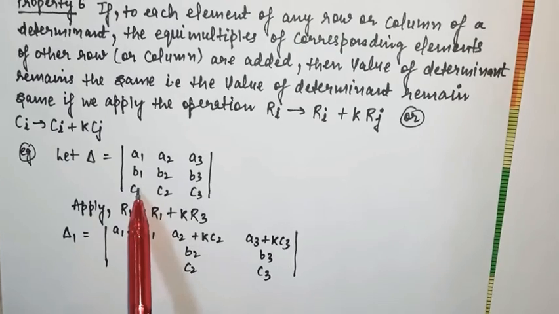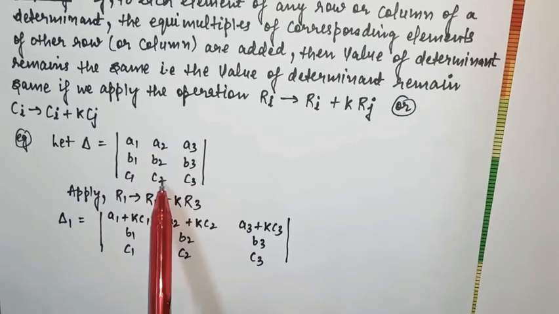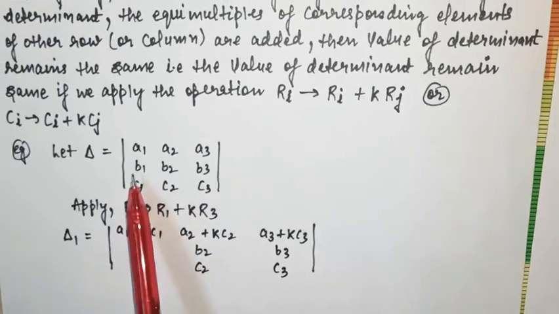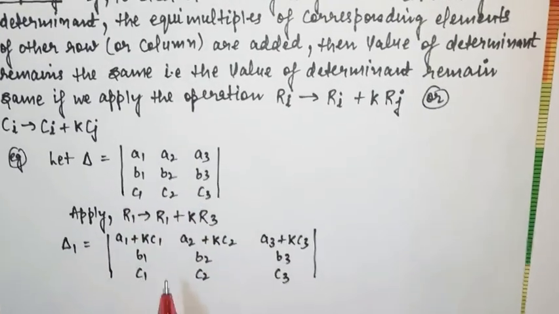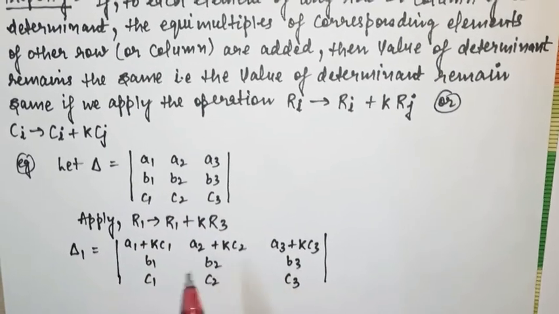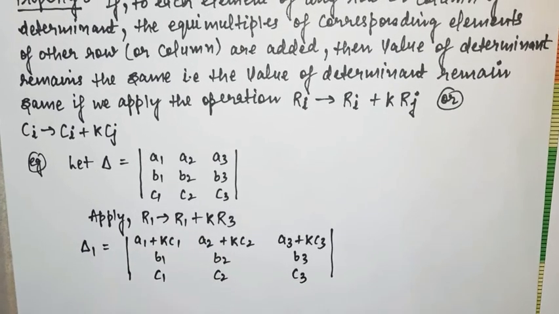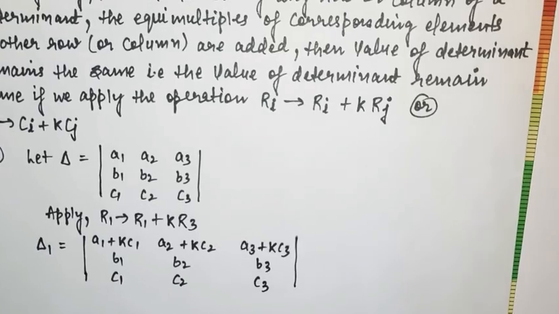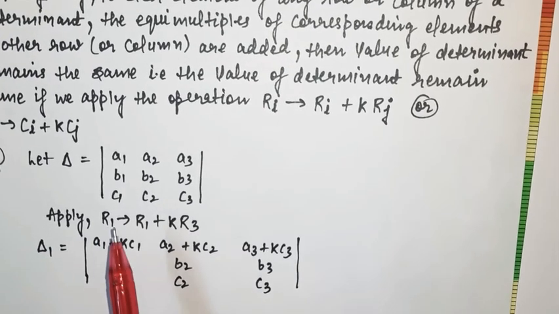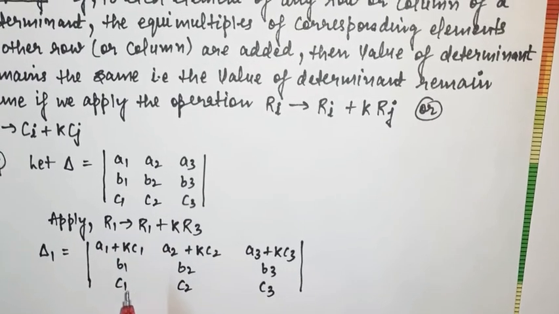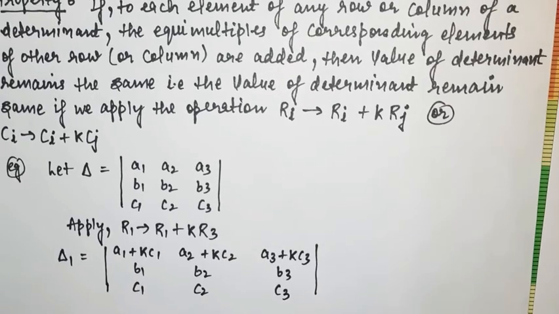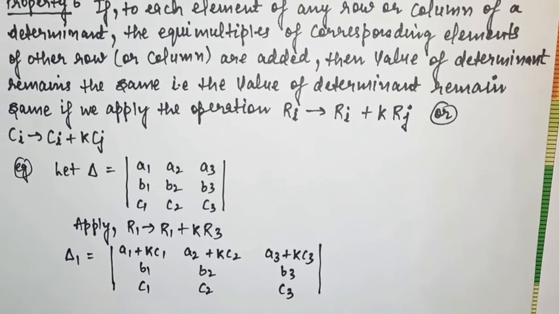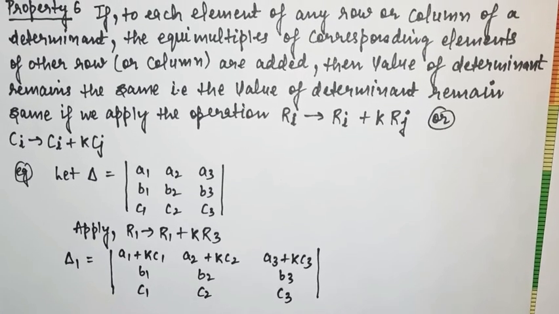That means R1 plus k times of R3: a1 plus k times of c1, a2 plus k times of c2, a3 plus k times of c3. Row 2 and row 3 will remain the same. That means I can apply column operation also. Whatever operation I am applying, I will get the same answer whenever I am solving this. We can apply column operation also. We can apply row operation also. And we'll get the perfect description whenever we start with exercise 4.2.